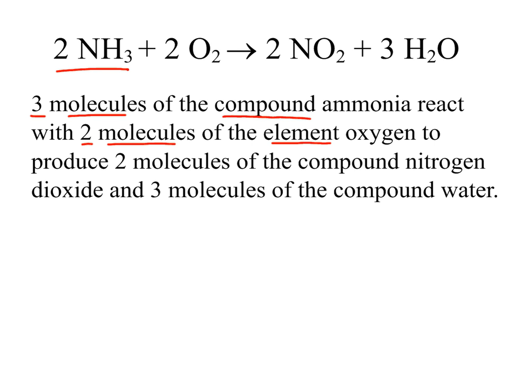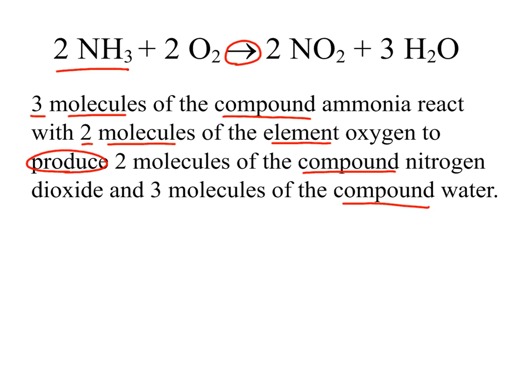And to produce, so to produce would be the arrow. 2 molecules, again, the 2 indicating how many molecules, a type of particle, and nitrogen dioxide is a compound. So 2 molecules of the compound nitrogen dioxide, and then 3 molecules of the compound water. So you see we've covered how many particles of each substance are reacting, what type of compound they are, and what type of particle they are that are reacting, whether they're atoms or molecules.